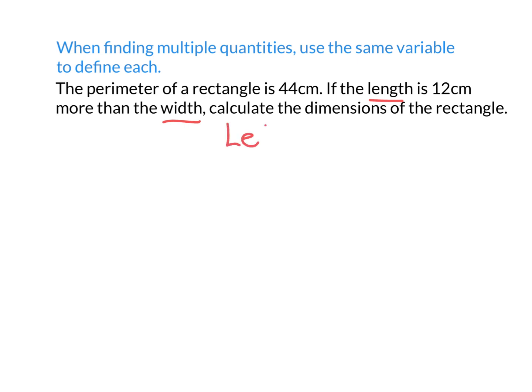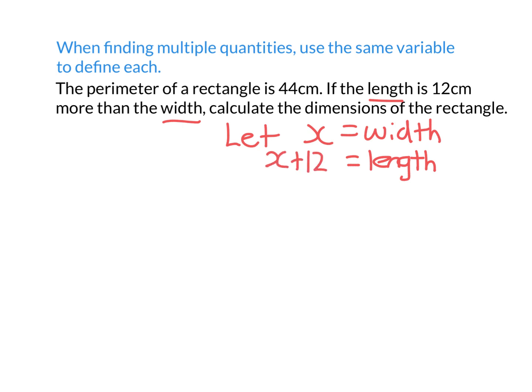We're going to let x equal just one of the things we're trying to find. So I'm going to let x equal the width. Now I need to write the length in terms of x, but I can't use a different pronumeral. I can't use a different letter or variable. We don't know how to solve equations with two variables. So what we're going to do is write the length in terms of x. If the width is x and the length is 12 centimeters more, the length is just whatever the width is plus 12. I've used the same variable, the same pronumeral, to define each quantity.